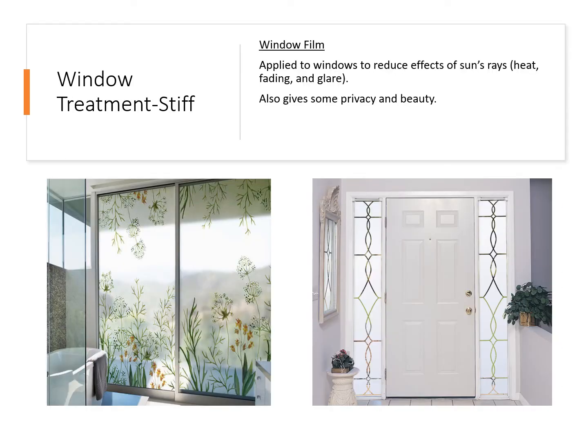The last stiff window treatment is window film. They are applied to windows to reduce the effect of the sun's rays, which includes heat, fading and glare. They also provide some privacy and beauty to the room.